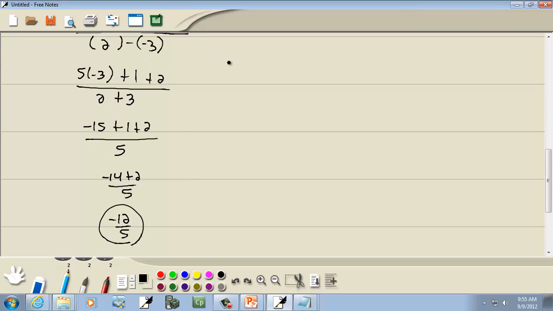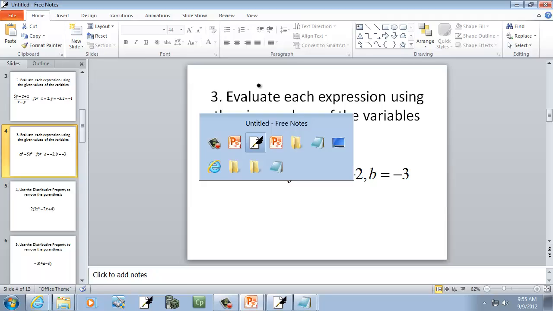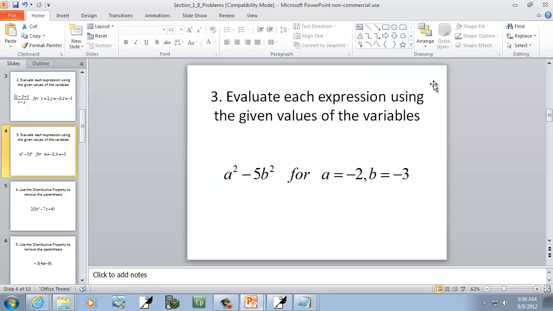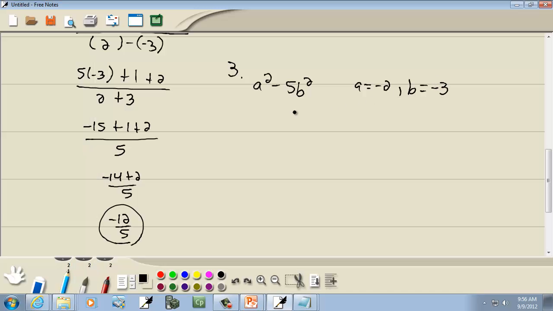Do it up over here. We've got a squared minus 5b squared, and a is negative 2 and b is negative 3. Okay. First step, go through and replace our variables with parentheses. Everything else remains as is.